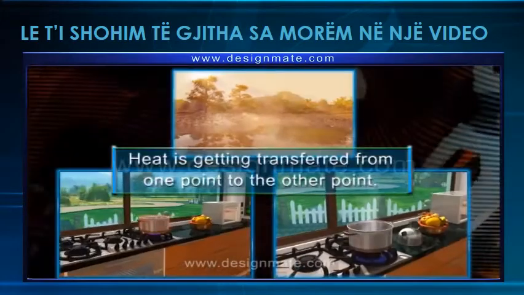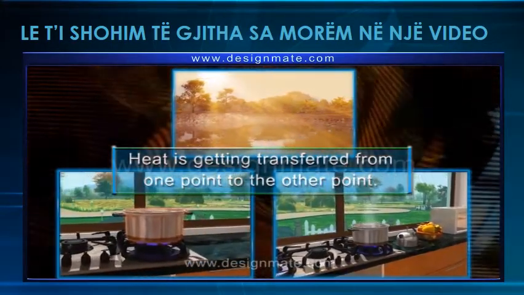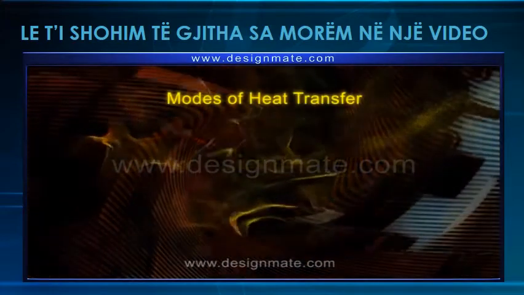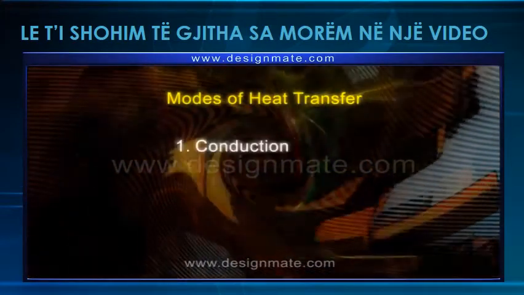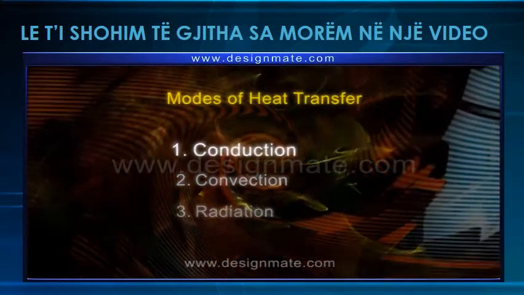In all three instances, heat is getting transferred from one point to the other point. But how does this heat transfer occur? Basically, heat gets transferred by three modes: conduction, convection, and radiation. We shall first see the conduction mode of heat transfer.